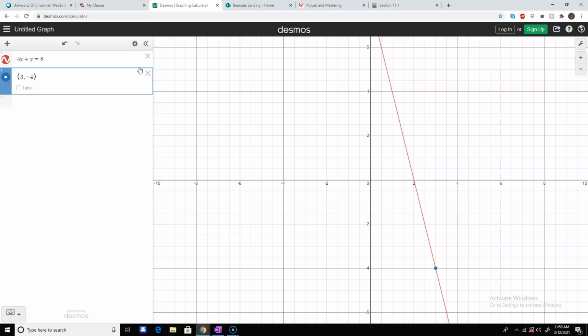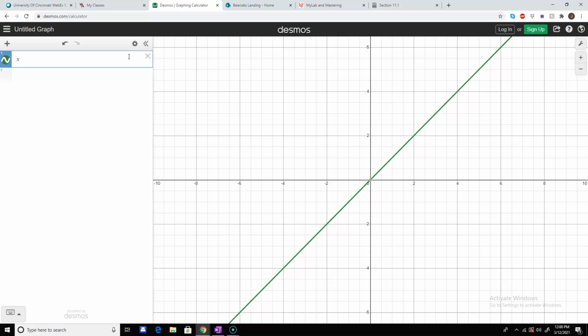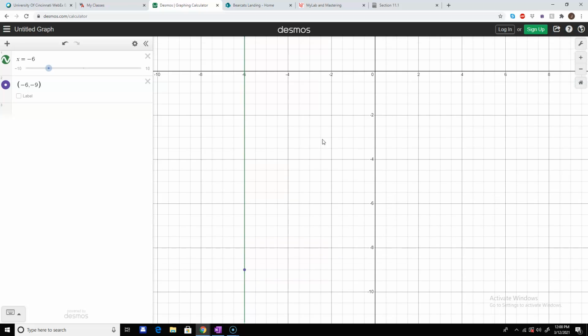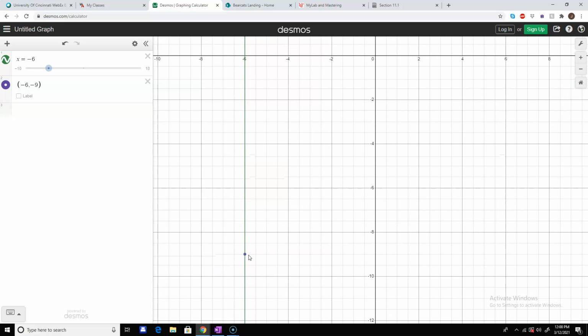So we can check that again here. If I just say, what does x equals negative 6 look like? It looks like that. And then I could, again, plot that point negative 6, negative 9. My window's a touch too small, but if I scroll down a bit, I see that dot down here, and it does in fact fall right on that line.